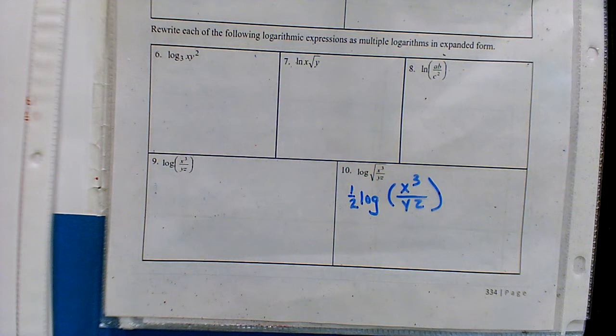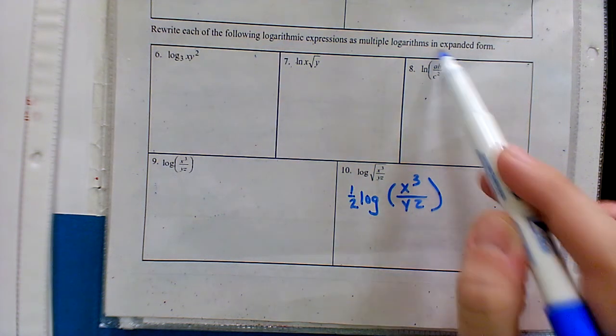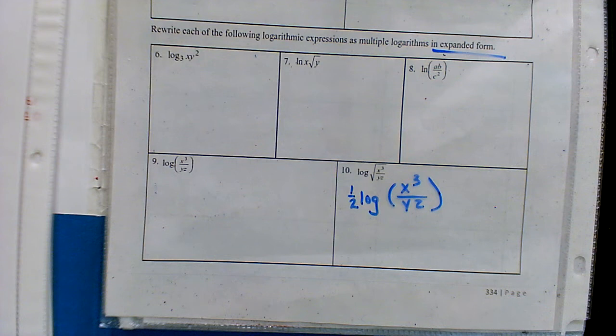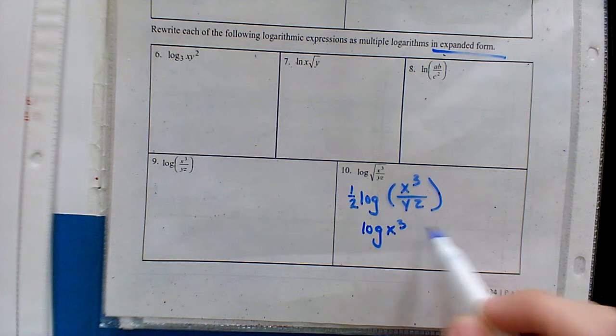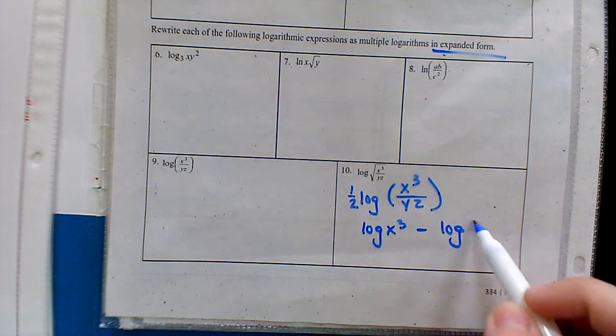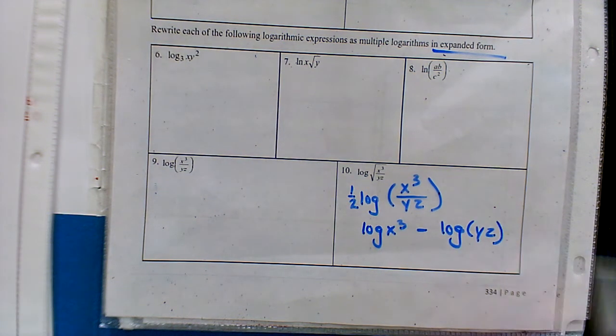Anything else you want to do? Any other properties to expand that log? We want to go from 1 to maybe 2 or 3. We'll see how many we can get. And y. Oh, that's a z. Sorry. Yeah, that's okay. So we're going to go ahead and subtract it. So we'll have log of x cubed minus log of y times z.